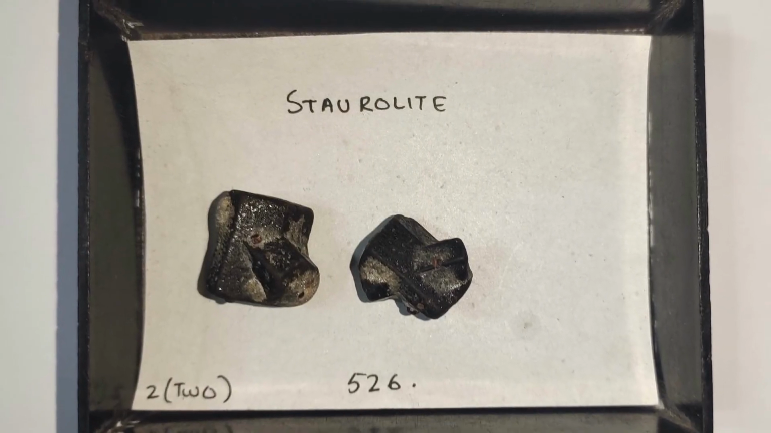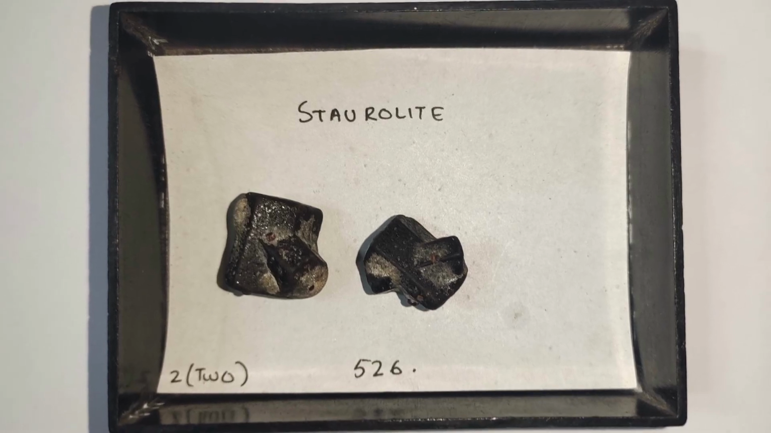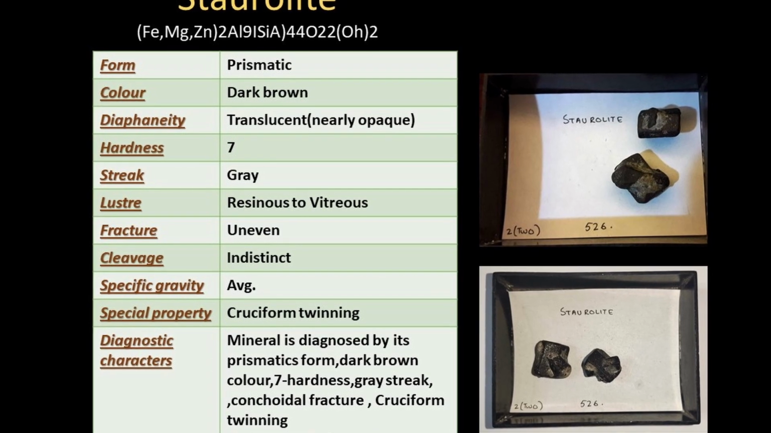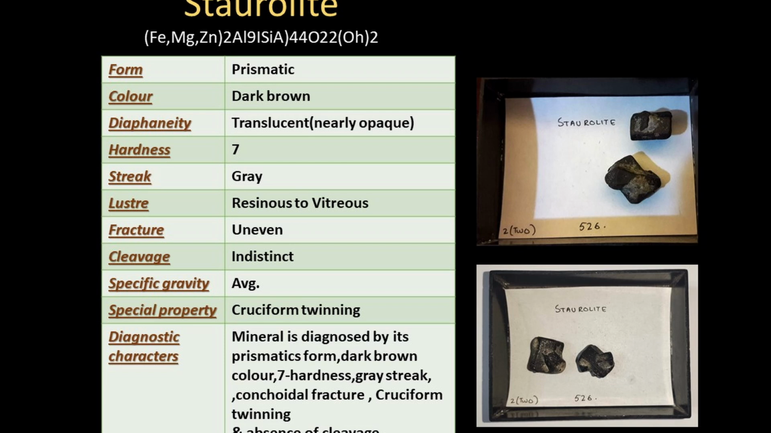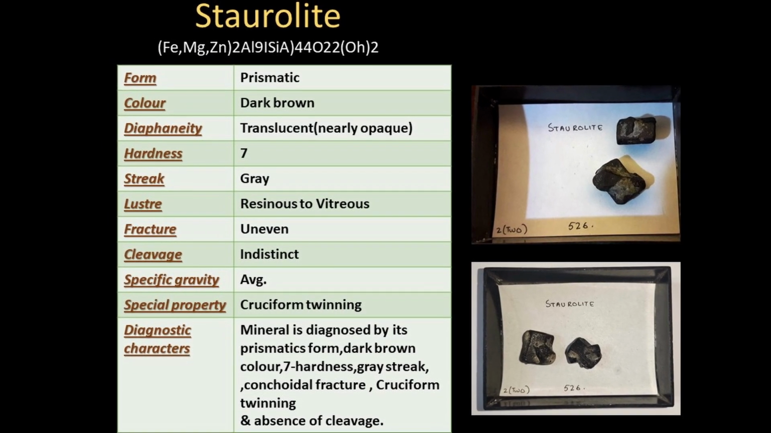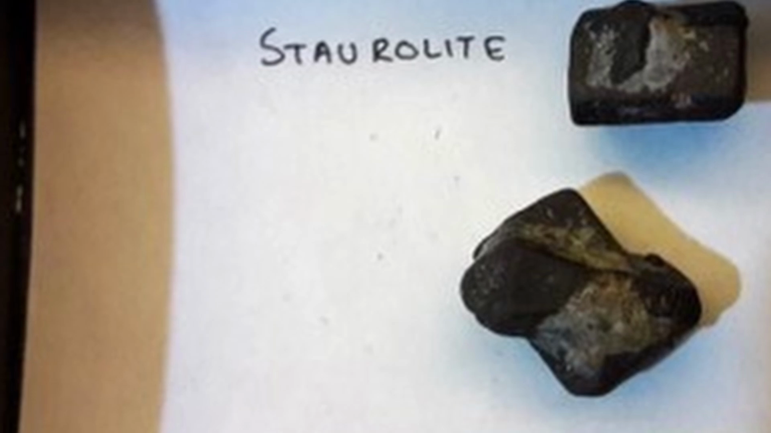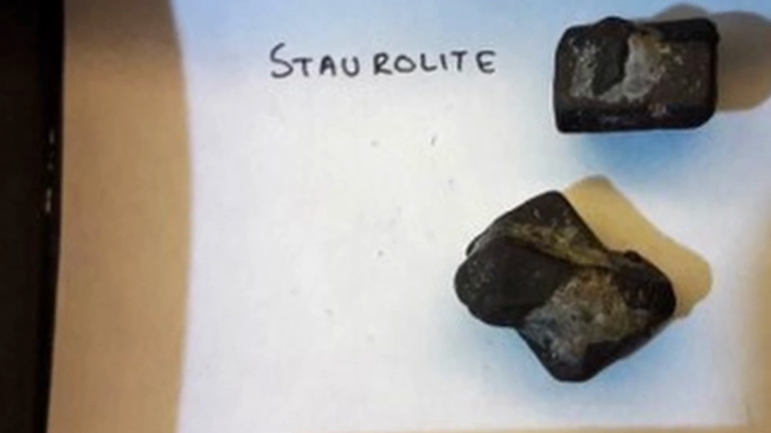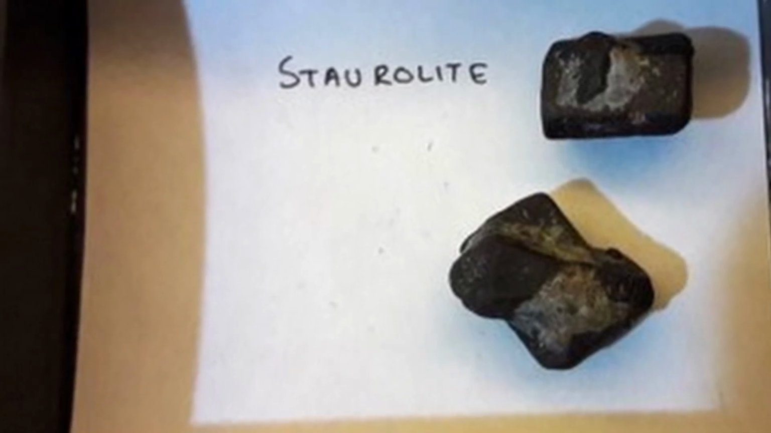Staurolite can be diagnosed by its hexagonal prismatic form, dark brown color, resinous luster, and twinning. Staurolite occurs in medium grade metamorphic rocks. It also occurs in aluminium-rich gneisses and schist.